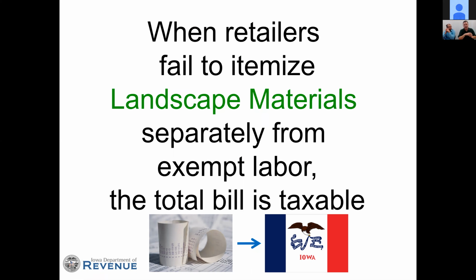So when you've got a landscaper putting down labor and materials, they would only collect tax on just the materials. They would not collect it on the labor. However, if it's all lumped together, if it just says landscaping work, it's going to be taxable. So you're going to have to collect tax from the customer in that situation. In order to avoid that, you're going to have to itemize out the invoice. A lot of things depend on how things are invoiced.